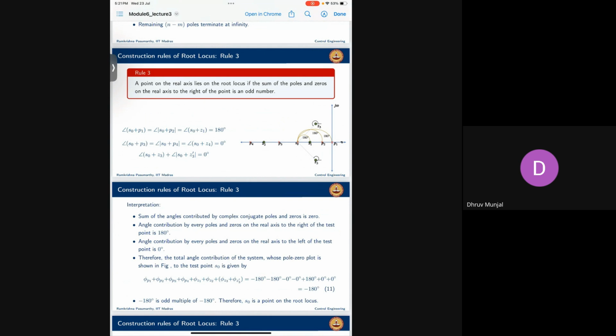They have followed from S0, right 180, left 0. So whenever you are seeing P1, P2, Z1, it is 180. Whenever you are seeing P3, Z2, P4, it is 0.